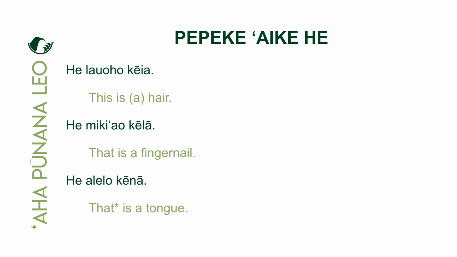Okay, so 3 simple sentences, and we're gonna slip in an ʻami and what follows it. Okay, he lauoho keia ma ko'u po'o. E ho'opili mai. He lauoho keia ma ko'u po'o. He lauoho keia ma ko'u po'o.